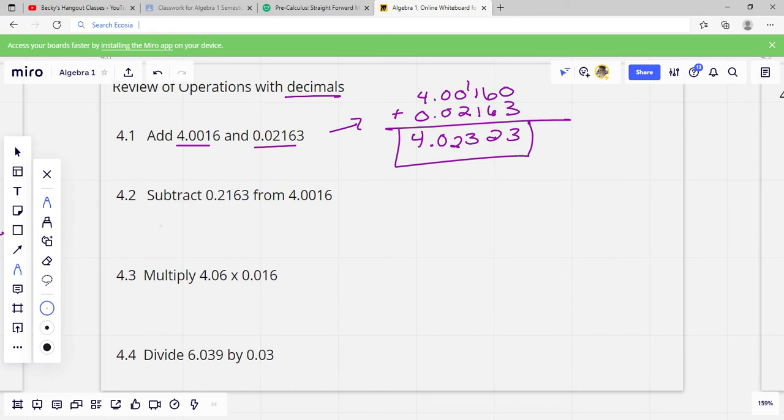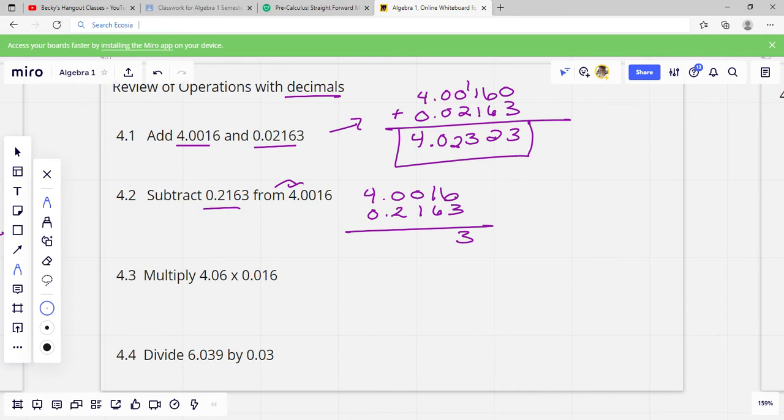Okay, this next one we're going to subtract. I need to subtract that from this one. That means the big one's going to go on top there, the from. Okay, and now I got to line up my decimal point. So I've got 0.02163. I don't think I wrote those very straight. 2163. There we go. 6 minus 3 is 3.